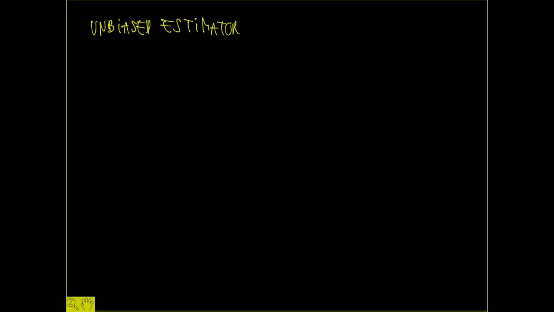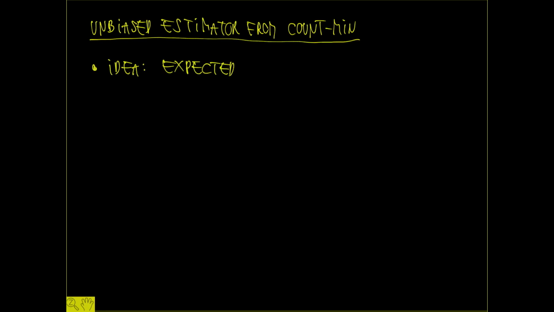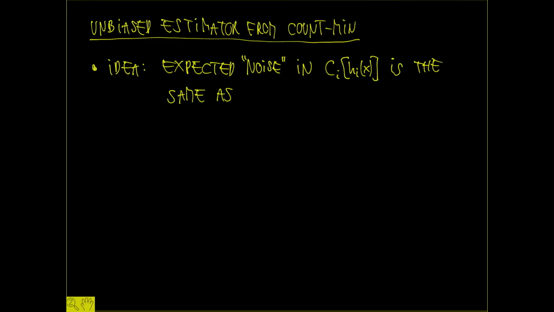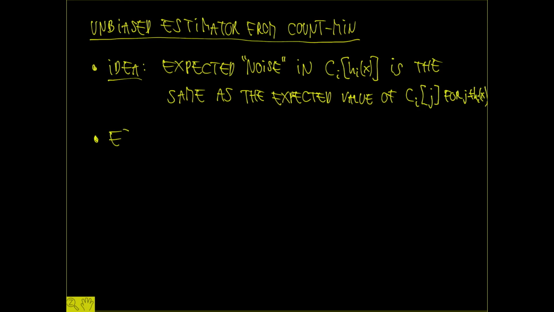Finally, let's discuss how to create an unbiased estimator based on count min. The version we discussed is always going to underestimate the true counts. The idea is to subtract the expected noise from each of the estimators. What we can observe is that the expected noise is the same as the expected value of any other entry in the count sketch. So any C_ij where j is different from the hash value of x.